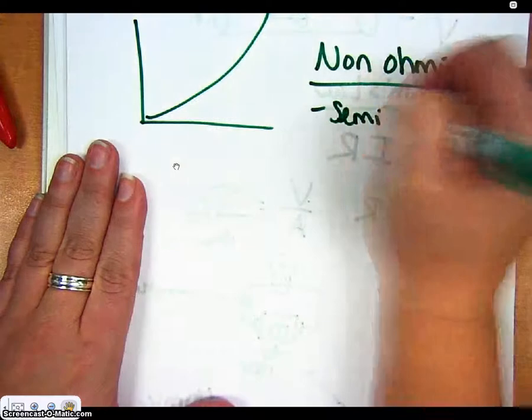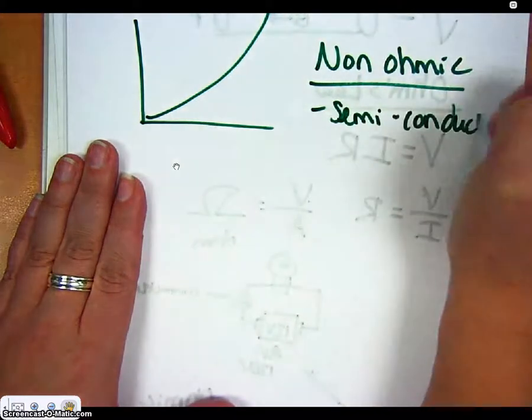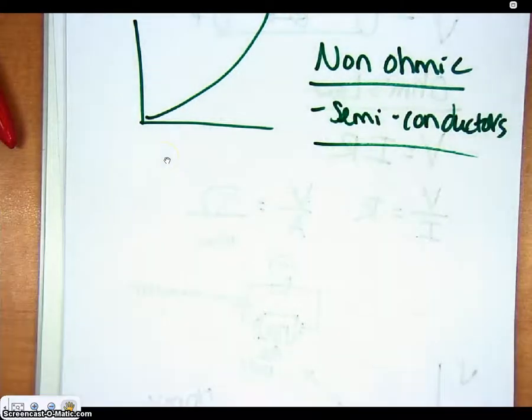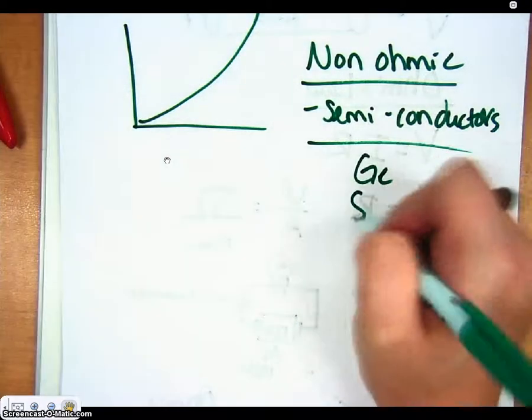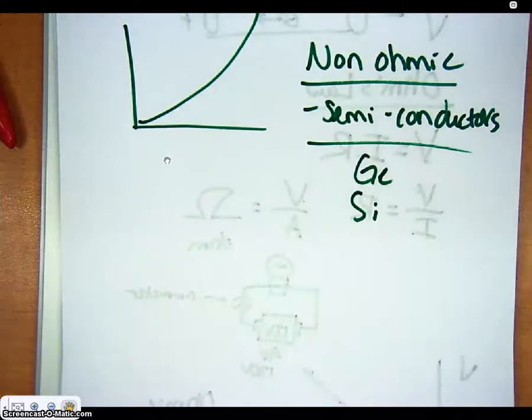This happens with materials that are considered semiconductors, which just means that they're materials that aren't full conductors. They don't allow electricity to flow very freely through them. They're substances like germanium and silicon, which are metalloids on the periodic table. So just keep in mind that not all substances are perfect conductors and have this ohmic relationship. Sometimes they're said to be non-ohmic.